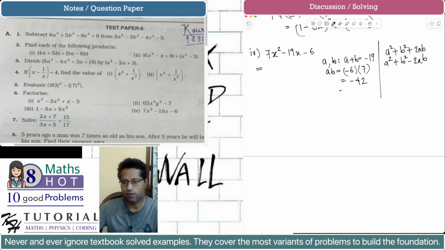Now you have to factorize minus 42 and figure out what a and b can be. If we consider minus 6 and 7, their addition is plus 1. It is not equal to minus 19. So a and b cannot be minus 6 and 7. What can be two other factors of minus 42? It can be minus 3 multiplied by 14.